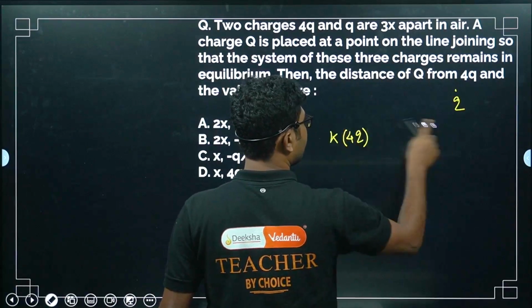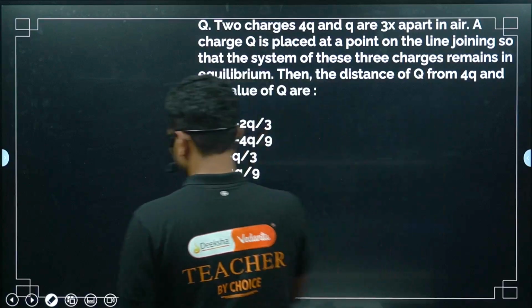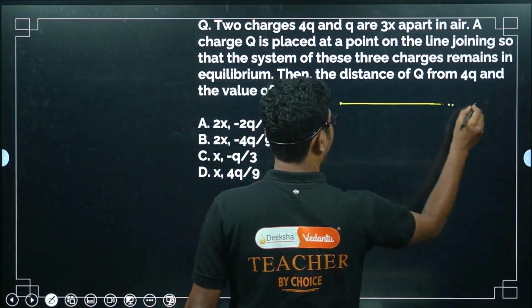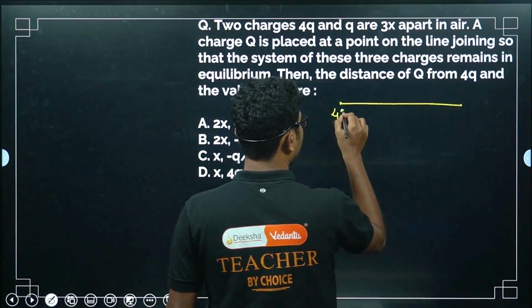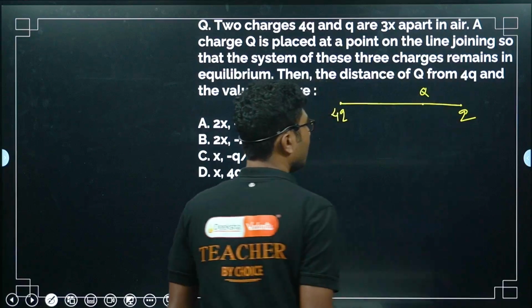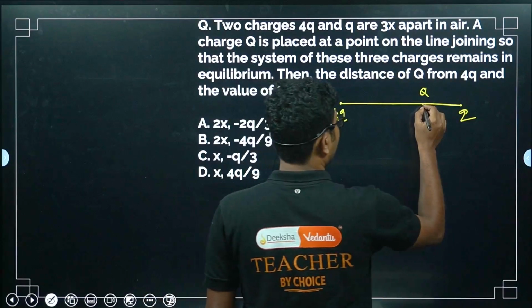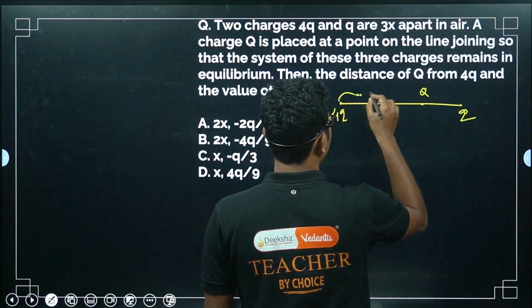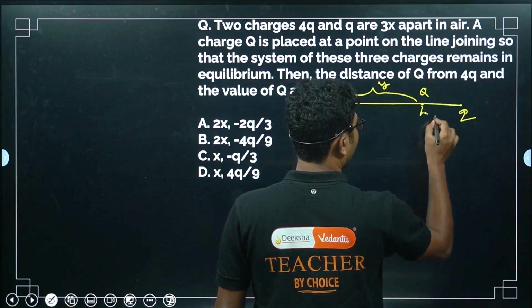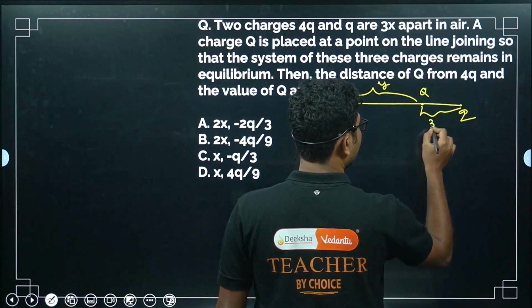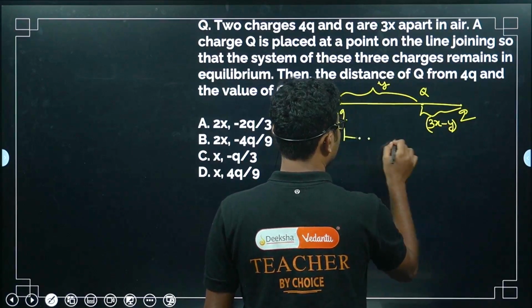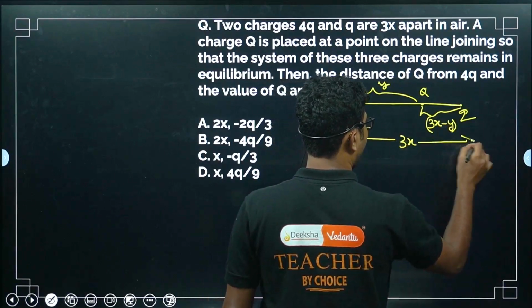Let me redraw this diagram so that you are clear. 4Q here, Q here. The capital Q charge should be close to the small q charge. Now I am saying this distance is y. This distance will be 3x minus y, and the total distance is 3x.